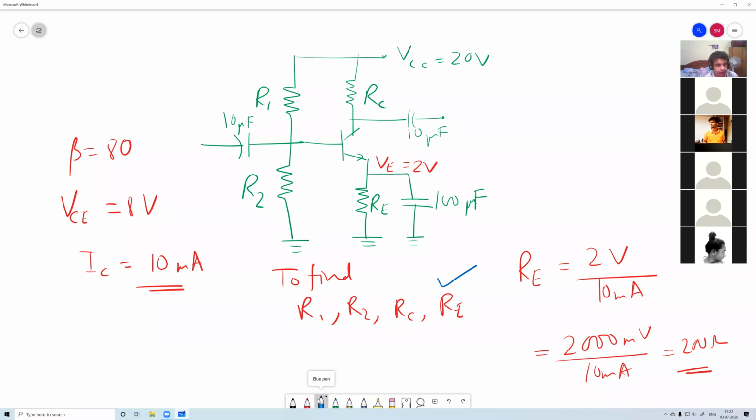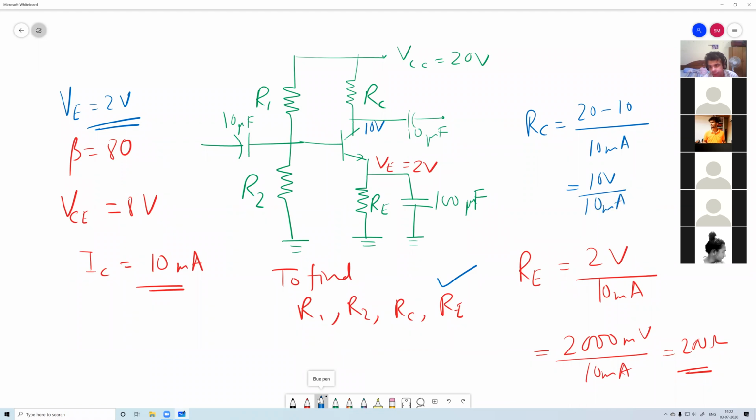This is also given. VE is equal to 2 volts. This is also given. What is RC? Clearly, if this is 2 volts and this is 8 volts, so this will be 10 volts. And RC equals 20 minus 10 by IC, that is 10 milliamps. So this 10 volts by 10 milliamps, that is 1 kilo ohm. Okay, so two things are found.